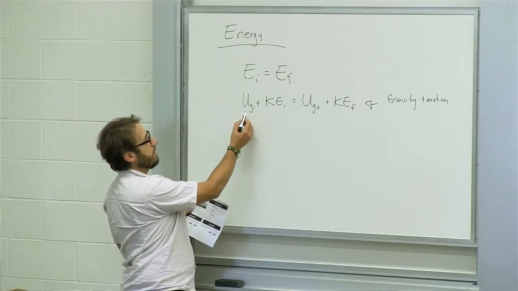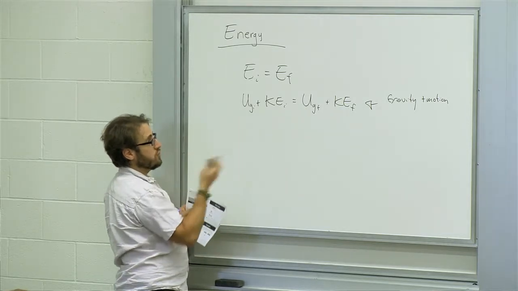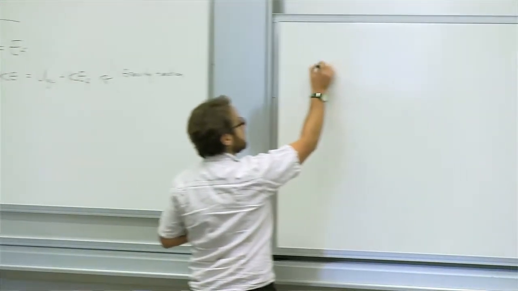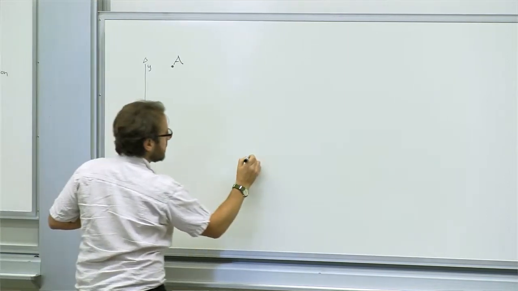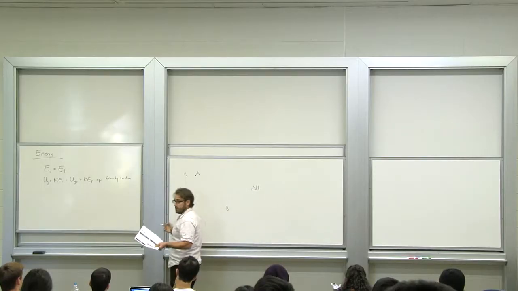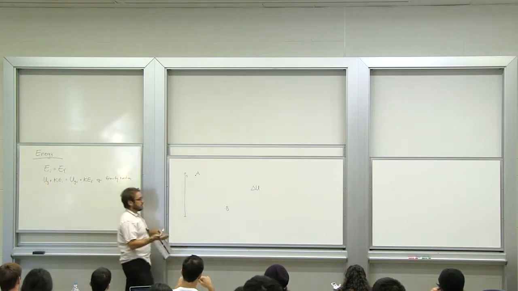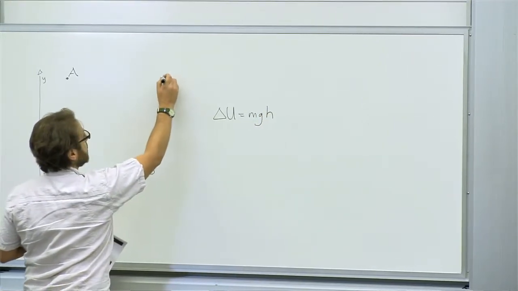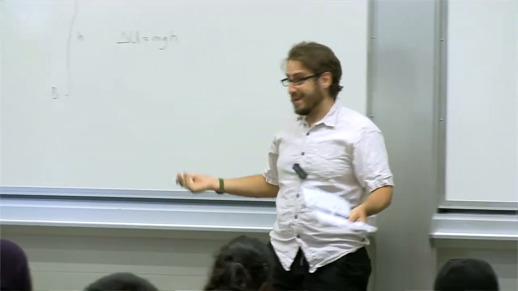Now, one of the reasons why this is so useful is that the potential energy due to gravity depends just on the height, not on the path, right? So if you have a y-axis here, and you have point A and point B, then the change in the potential energy, which is what we're really interested in, because we're interested in the difference between these two quantities, delta U, is just mgh, where h is the height between them. You notice it depends only on their relative heights. It doesn't depend on anything else, right?